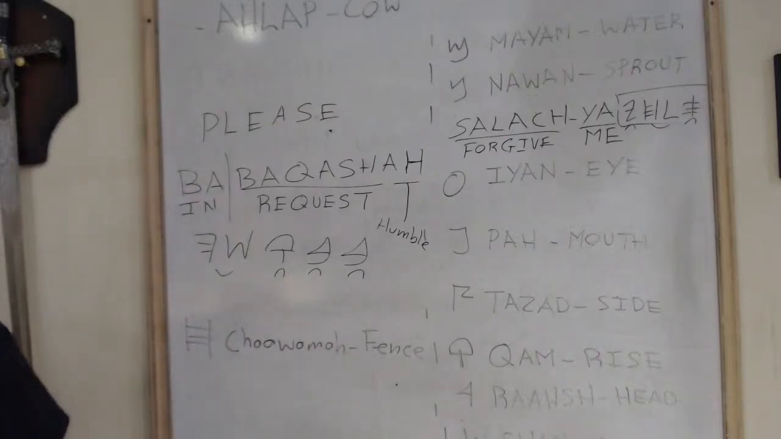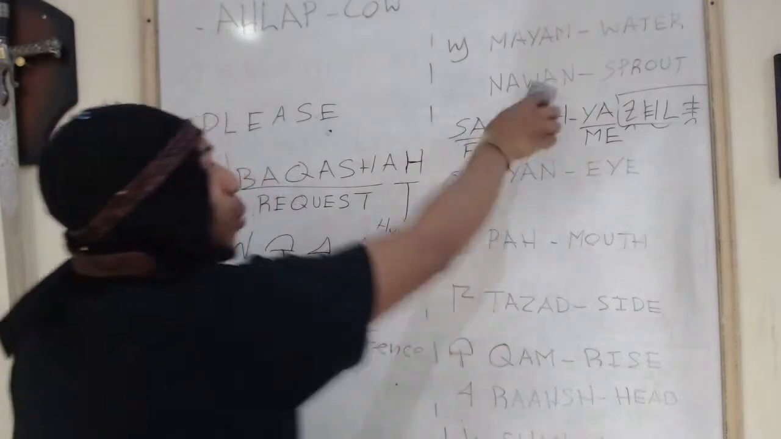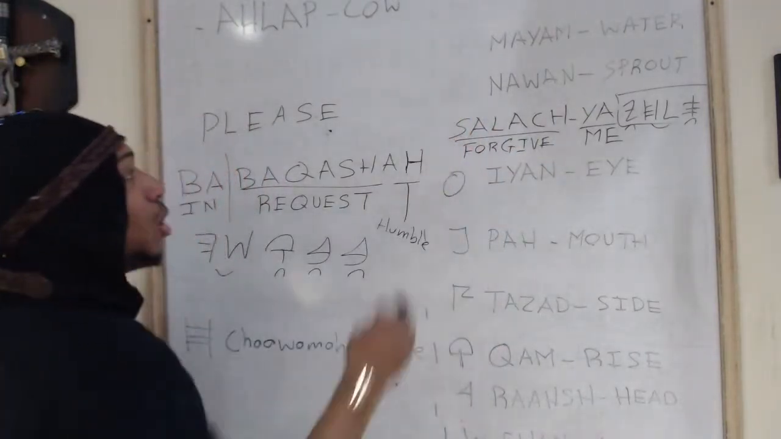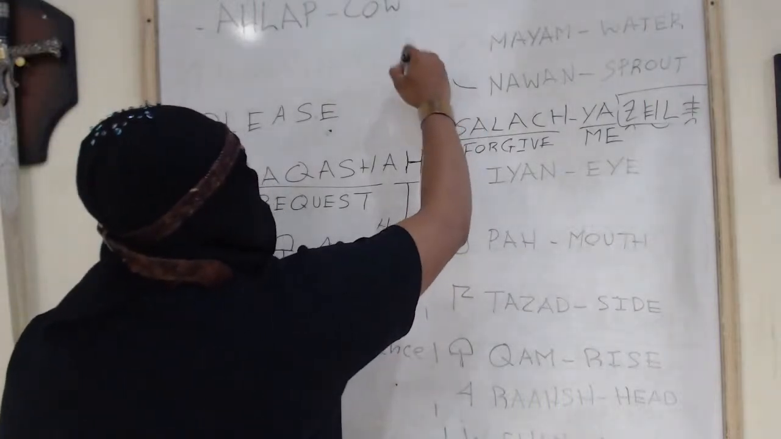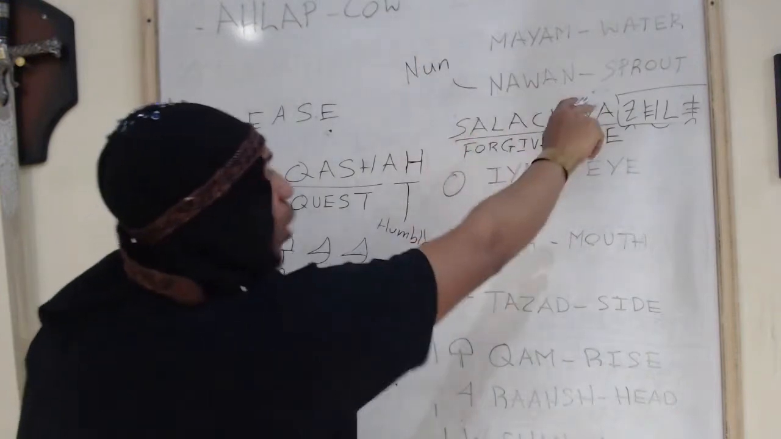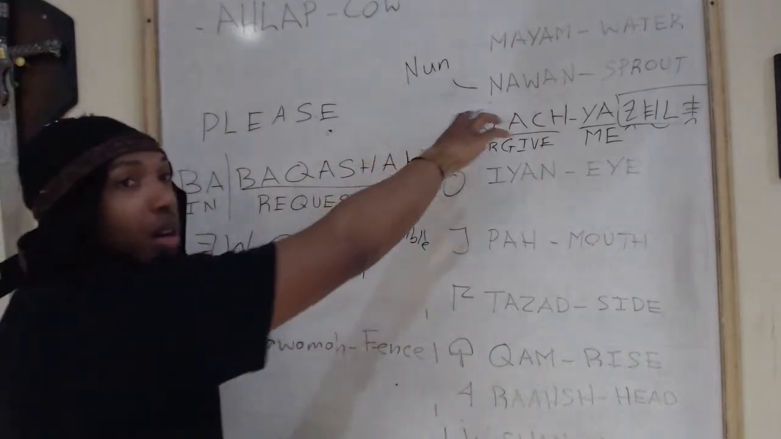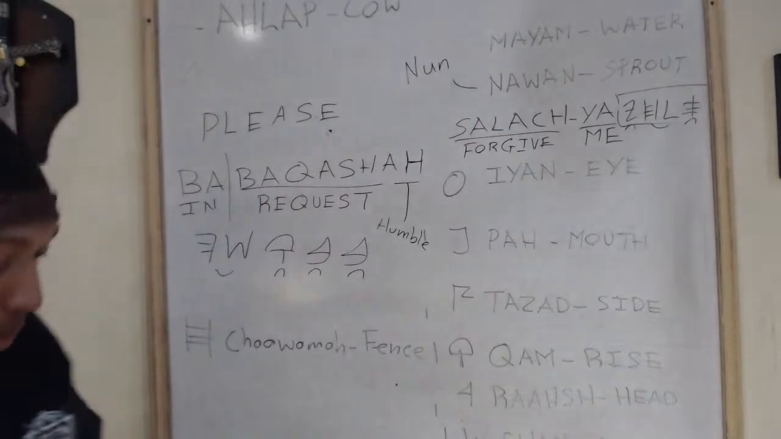I don't want to stay too long with this Nun right here. I just wanted to point out that Nun is also the name of the father of Joshua, the son of Nun. So that would be the name of his father.